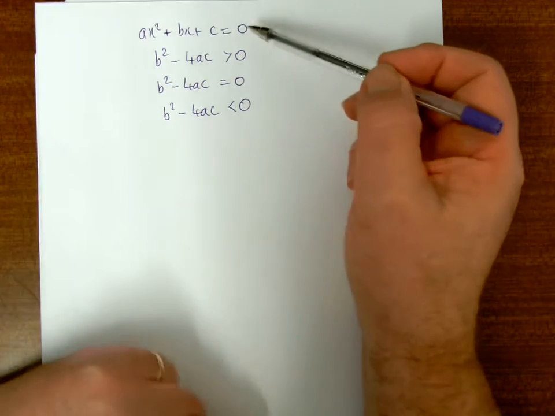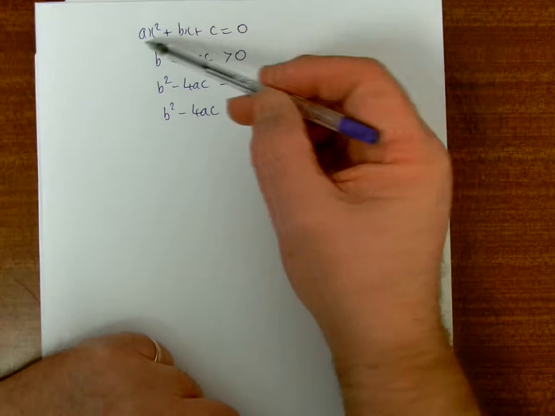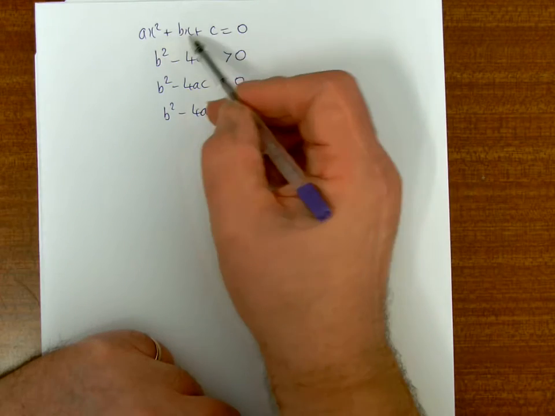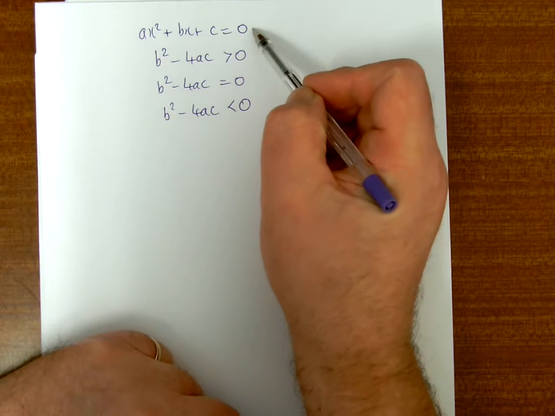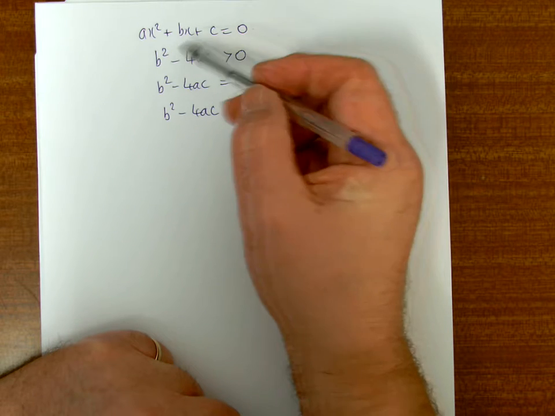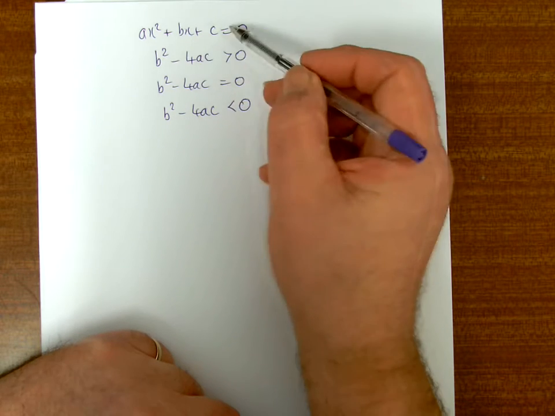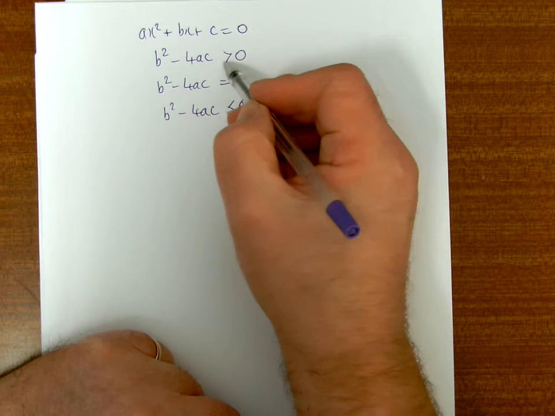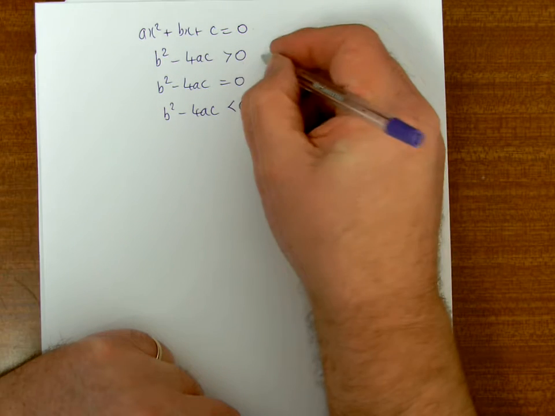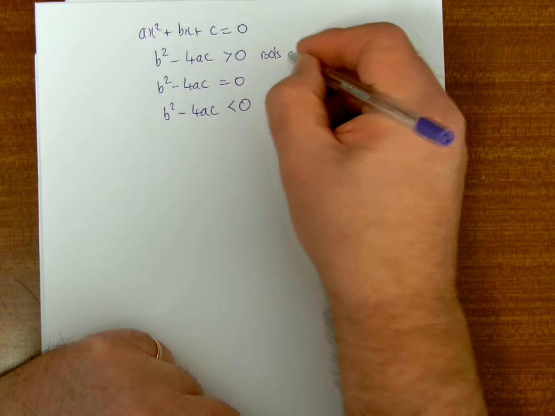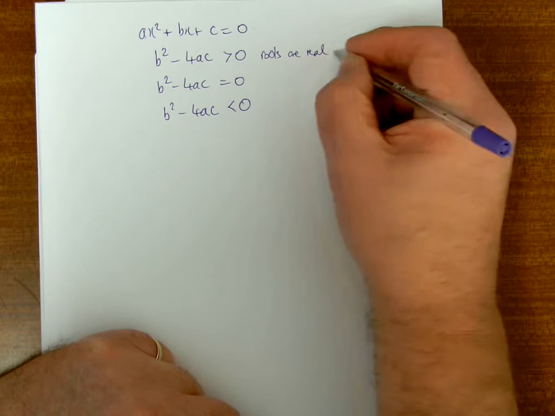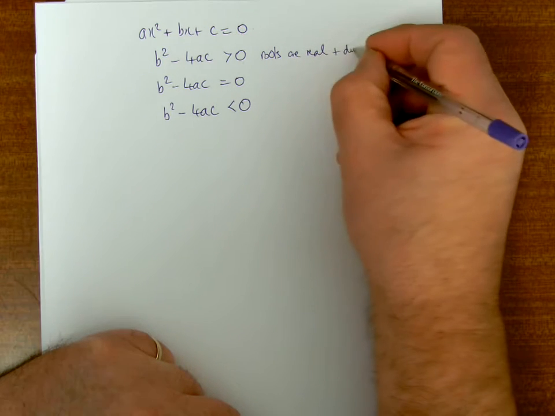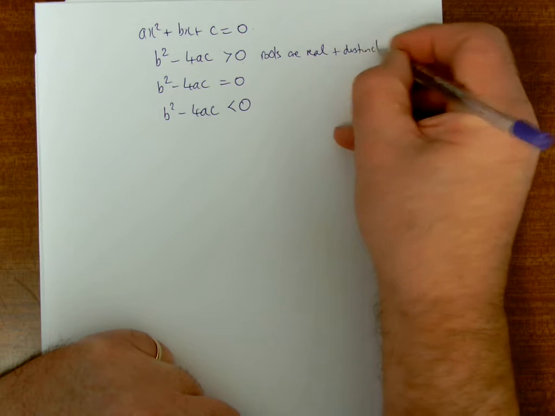We need to know this information for the question. There's the general quadratic ax² + bx + c. Depending on the discriminant, which is the part in the square root of the formula, b² − 4ac, if that is positive, i.e. if it's greater than naught, the roots are real and different, and we call that real and distinct.